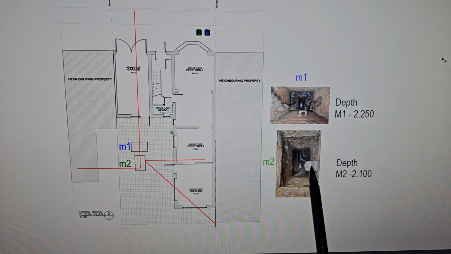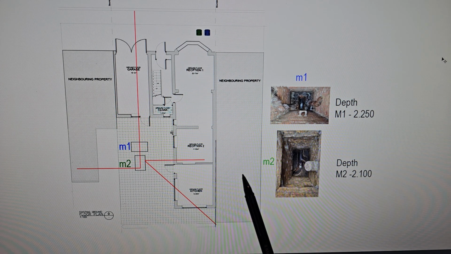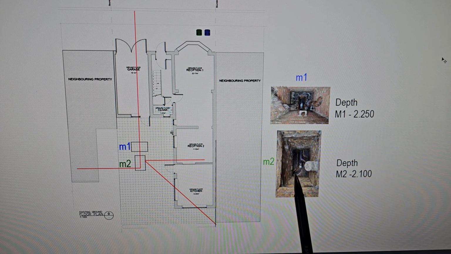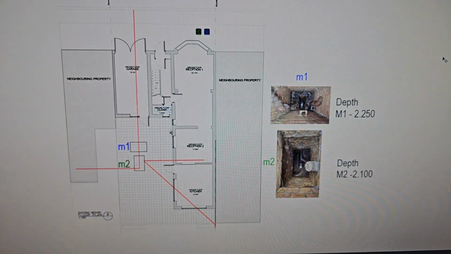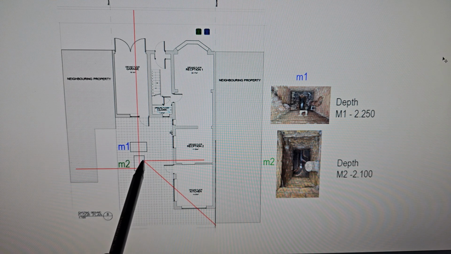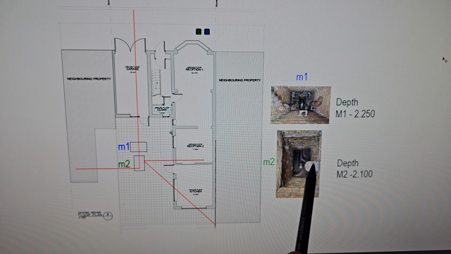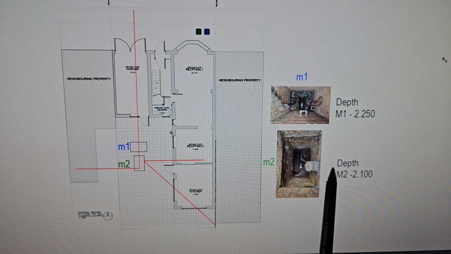Manhole 2, again, the drainage comes in from the neighboring properties all the way through this channel here, all the way through manhole 1, and then out the front into the manhole on the main road. The question mark we had was this one here, this angle that comes off. We didn't know if it was in use. We didn't have a clue what it was for.